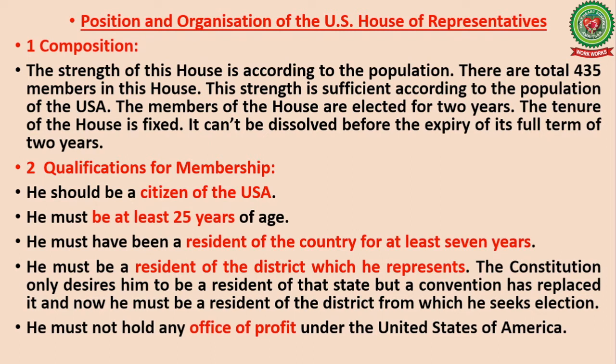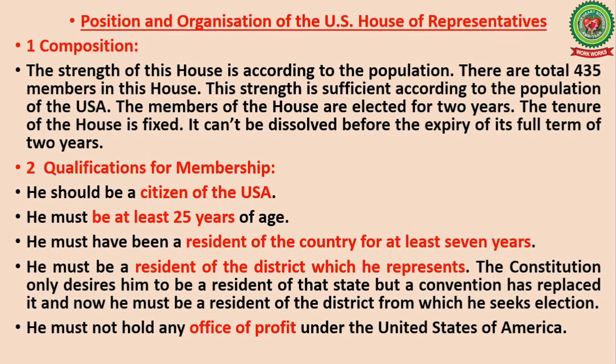This strength is sufficient according to the population of the USA. The members of the House are elected for 2 years. The tenure of the House is fixed. It can't be dissolved before the expiry of its full term of 2 years. Yes, students, here you see the difference between the Indian lower house and the US lower house.